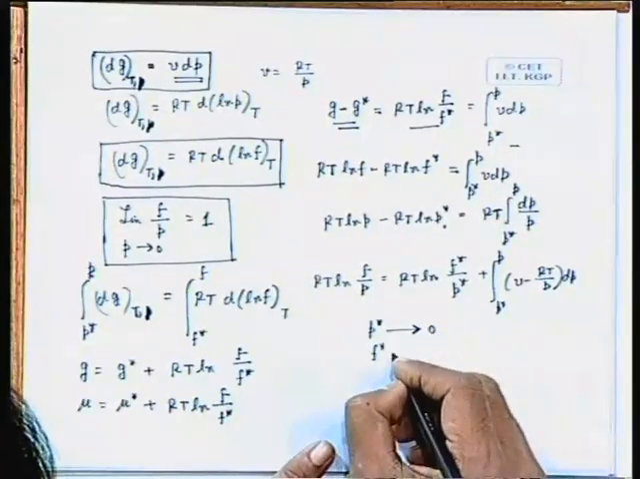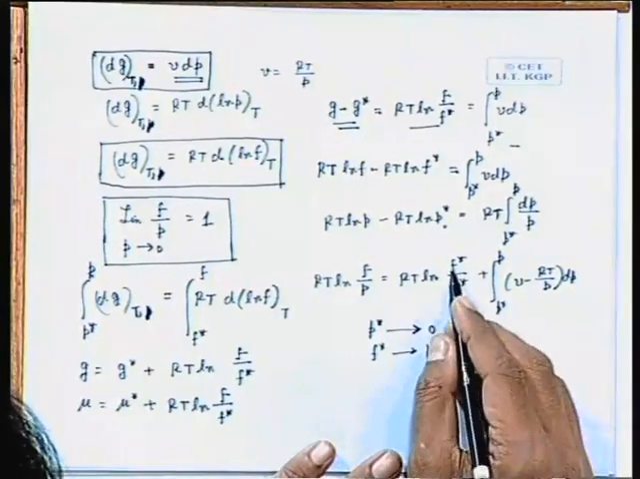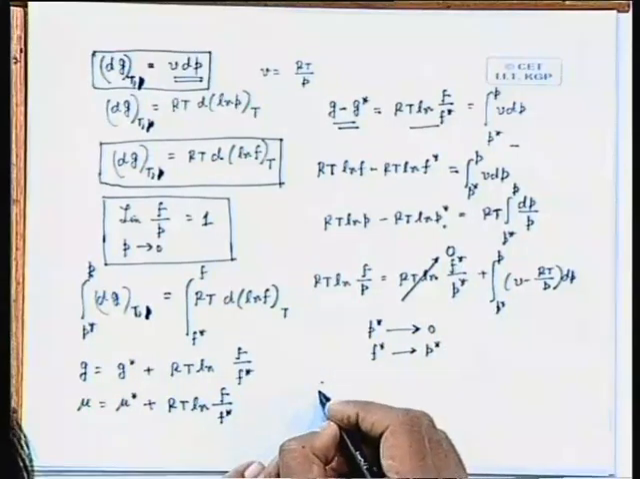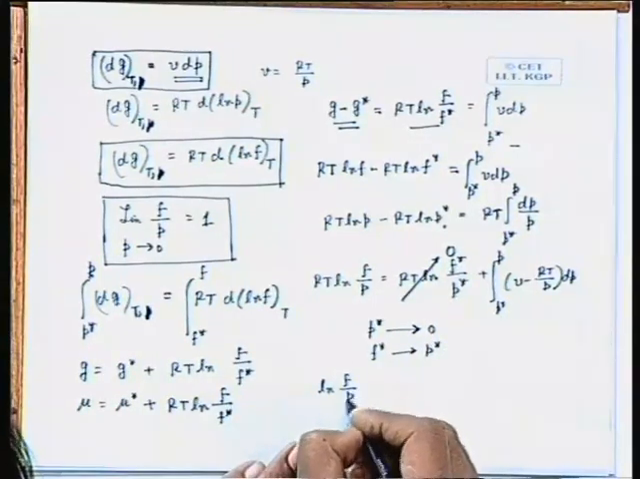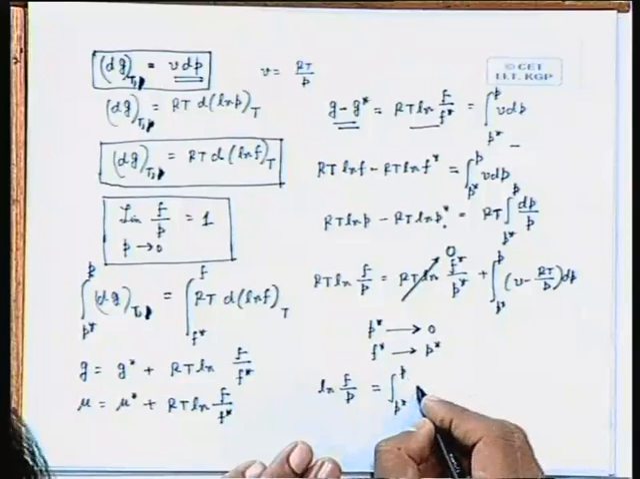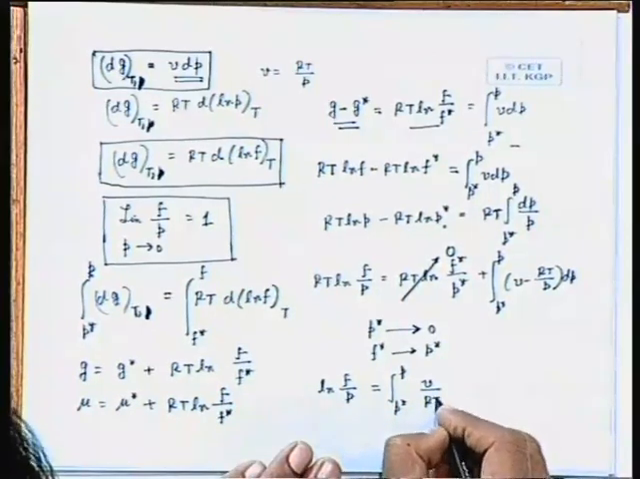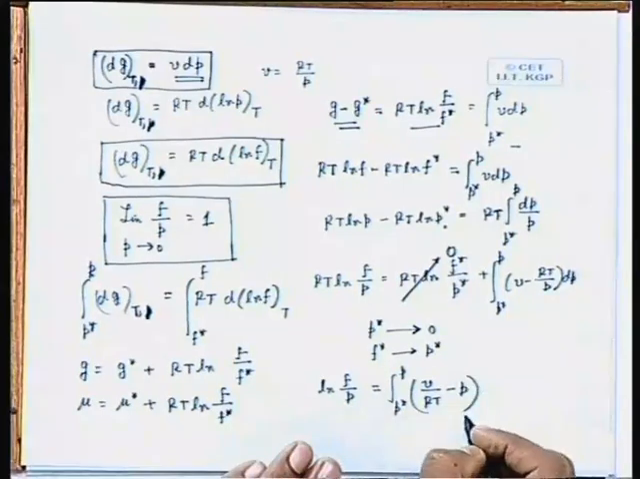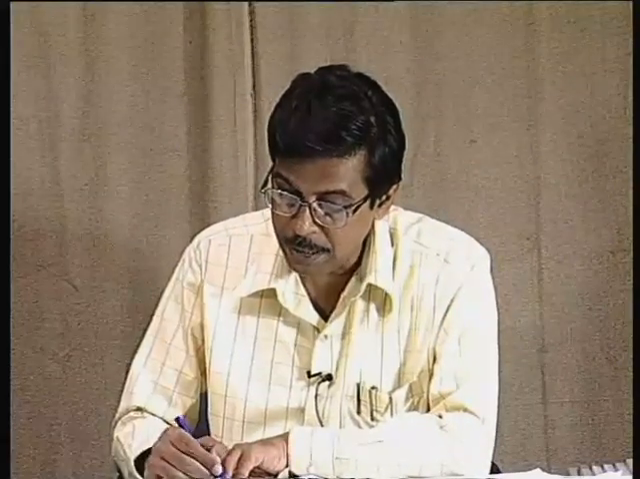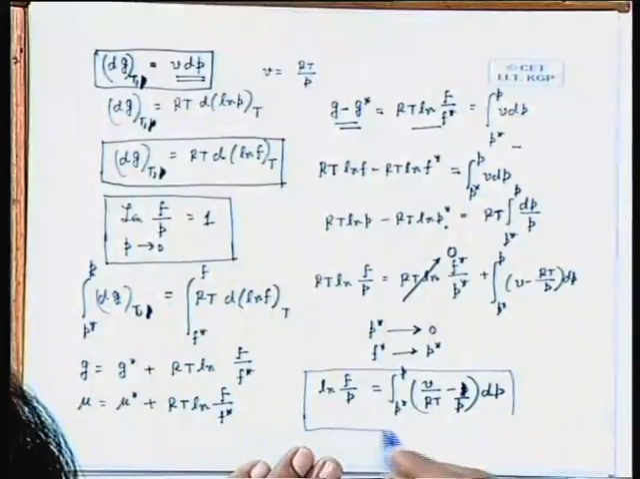What we know is that as F* approaches P*, F*/P* approaches 1, so ln of this becomes 0. So we can write the equation: ln(F/P), dividing the RT side, is equal to the integration from P* to P of (V/RT - 1/P) dP, where R is the universal gas constant. This is a very important relationship regarding fugacity, an important expression of fugacity in terms of pressure and volume.